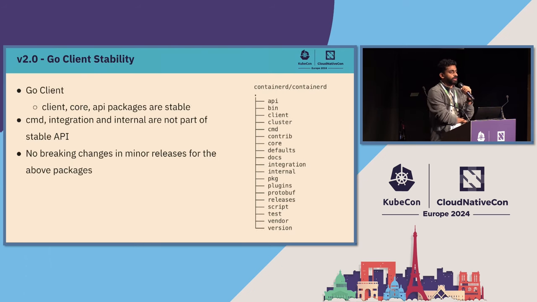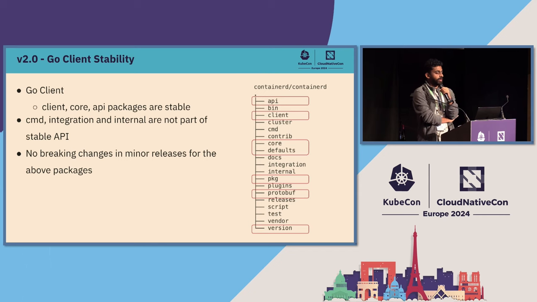Now, going on to the features in Containerd 2.0. There has been a huge refactoring done in Containerd, with a pretty good code change, moving packages in the code base and creating separate repos. This was done to make the Go client stable. As part of it, the client and core API packages will be stable, and there won't be any breaking changes in minor releases in the 2.x series. And for the rest of the features, I hand over to Weifu.